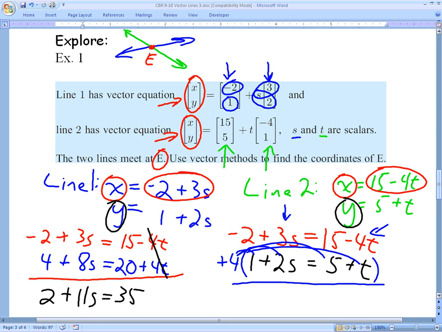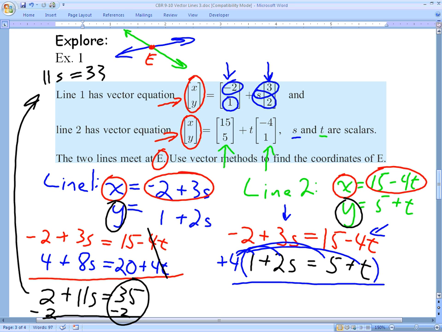Now to solve this problem, I am going to subtract 2 from both sides to get my variable alone. I'm running out of room here, so we will move up around here, and I will end up with 11s equals 33. Again, 35 minus the 2 gives me the 33 over there. My variable is almost alone. Divide by 11, and s equals 3.